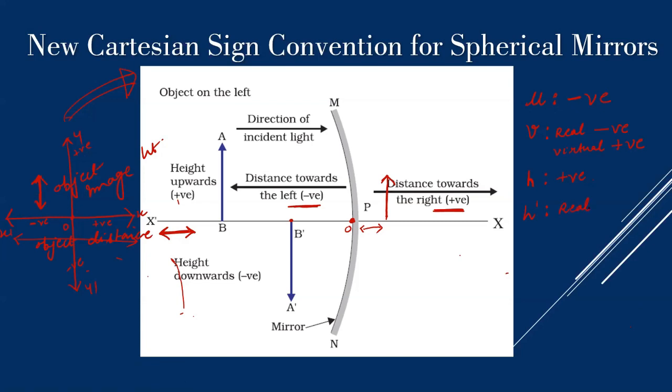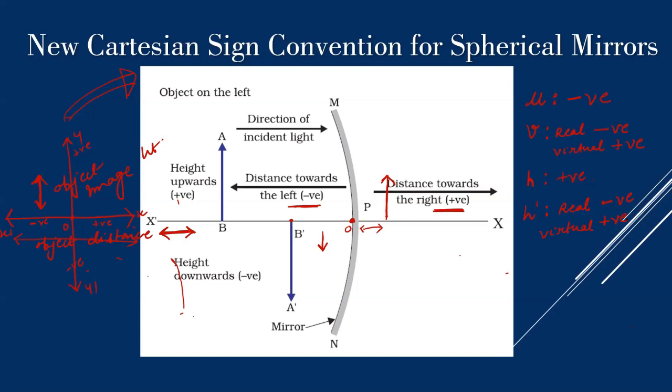Image height, for that matter, again will depend. If the image is real, it is going to be inverted, and when it is inverted it is going to point down. That means it is going to be along the negative y-axis. So for real images, h dash is going to be negative. If it's a virtual image, virtual images are always erect, so it is going to be positive. Why? Because it is along the positive y-axis, right?